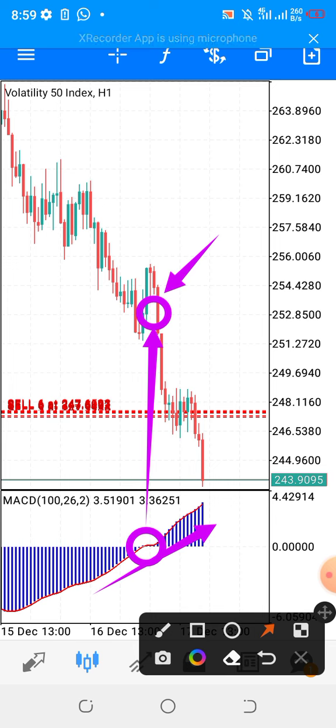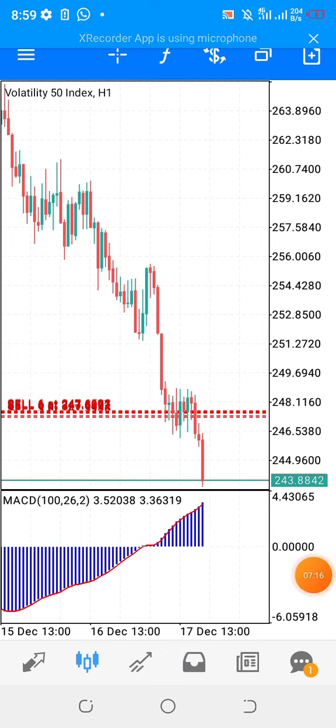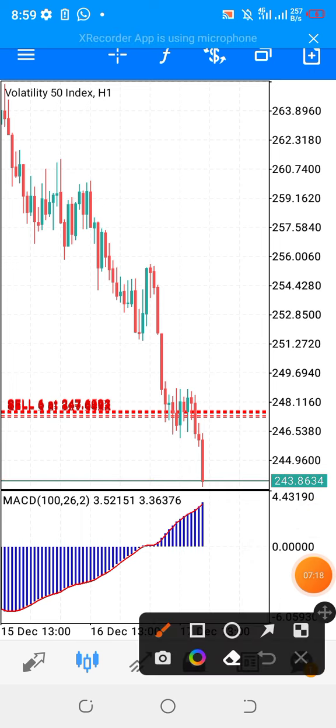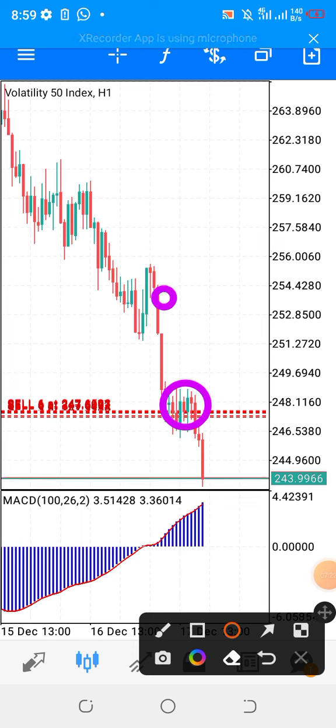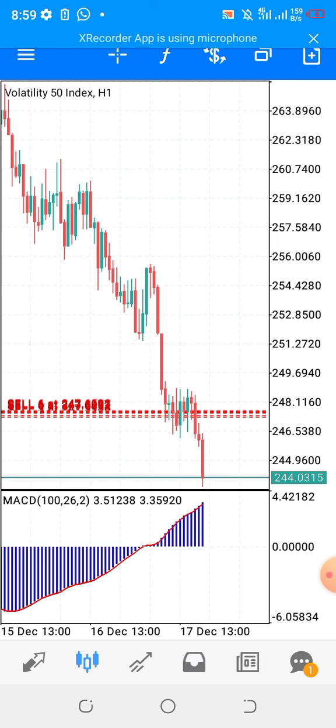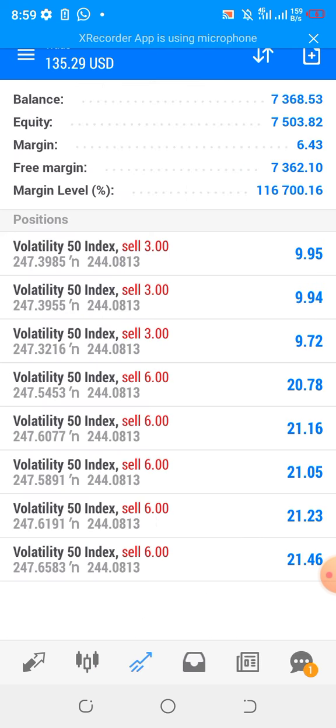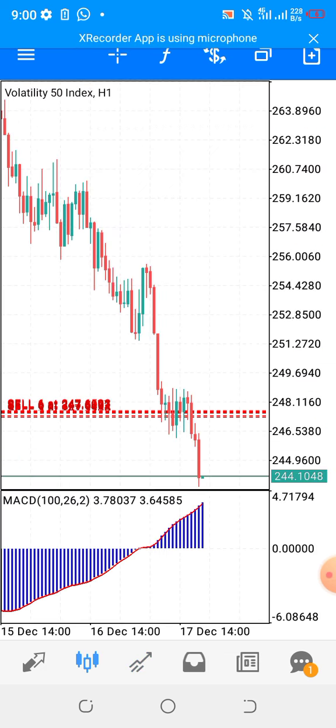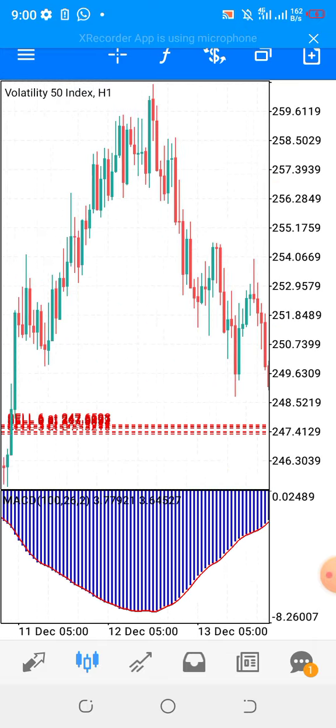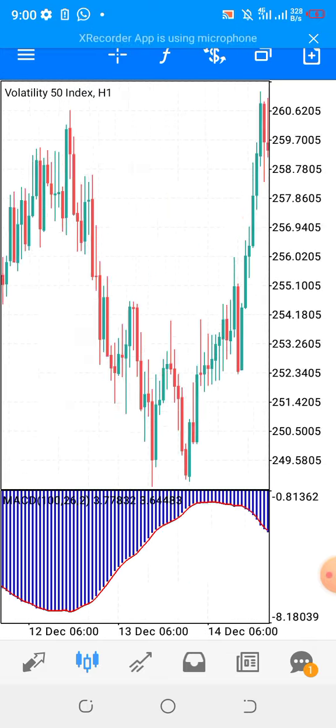My sell entry was supposed to be here, but I was busy. So when I opened the chart, I saw that it had already crossed. So I entered very late. But as you can see, I'm still in profit. This is where I made my entry. My entry was supposed to be here, but I entered late, and I'm still in profit. So if you want to make this type of profit, make use of this particular strategy: only the MACD indicator.